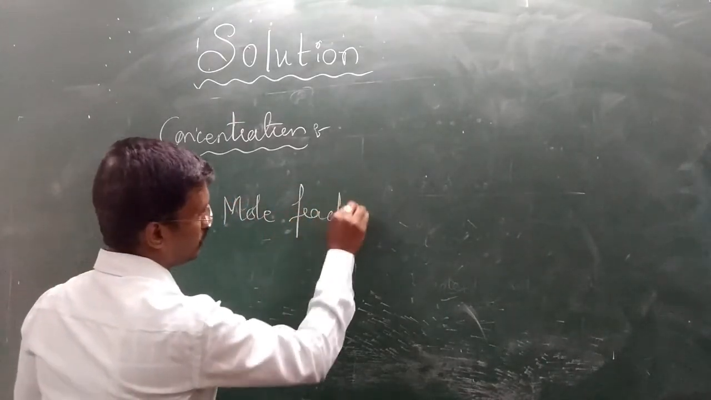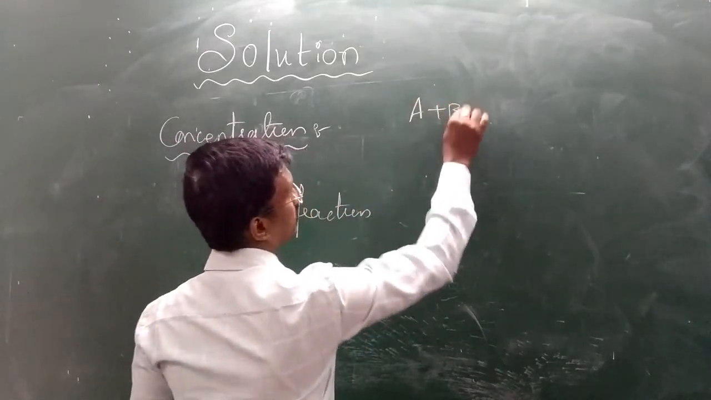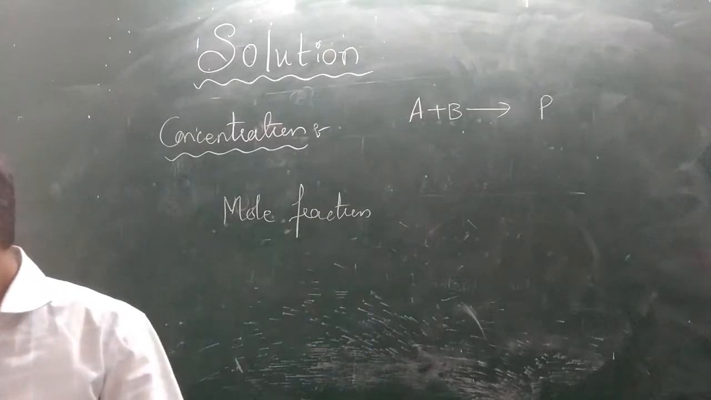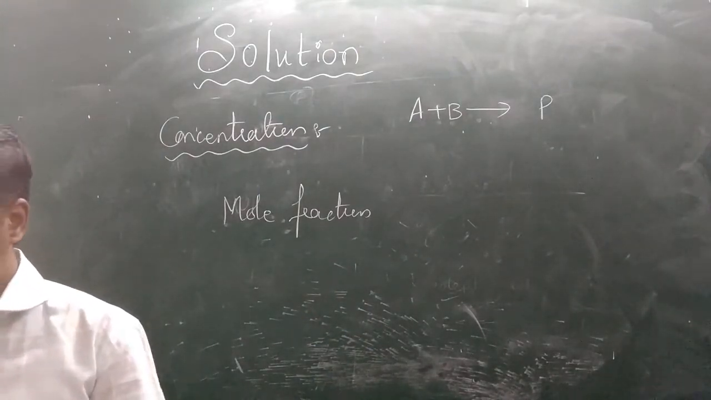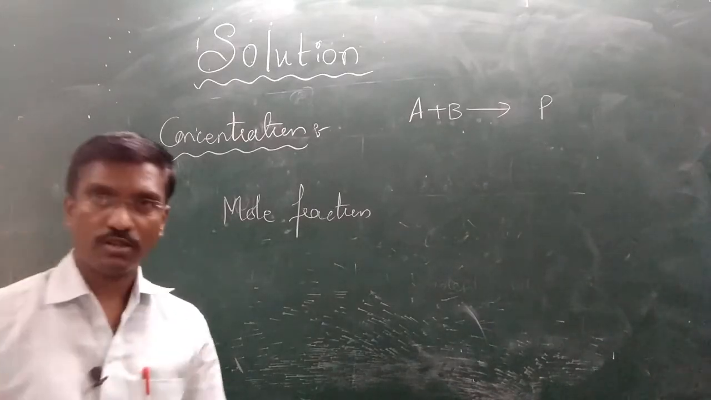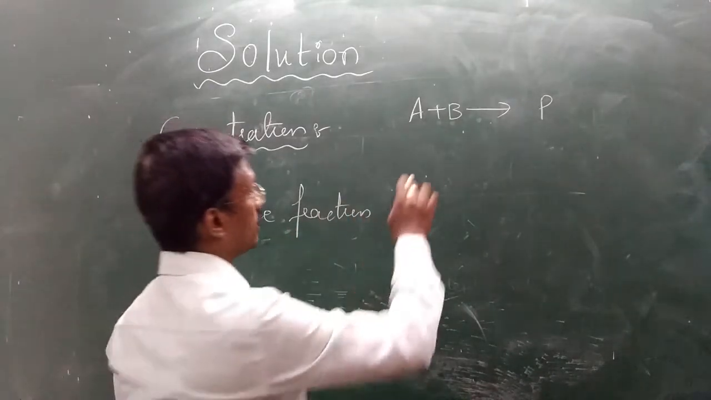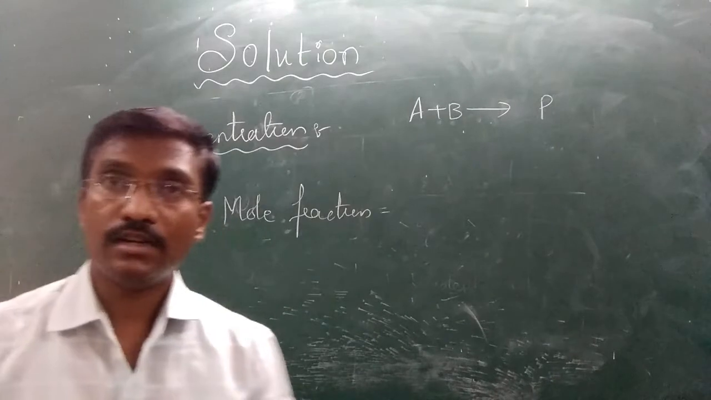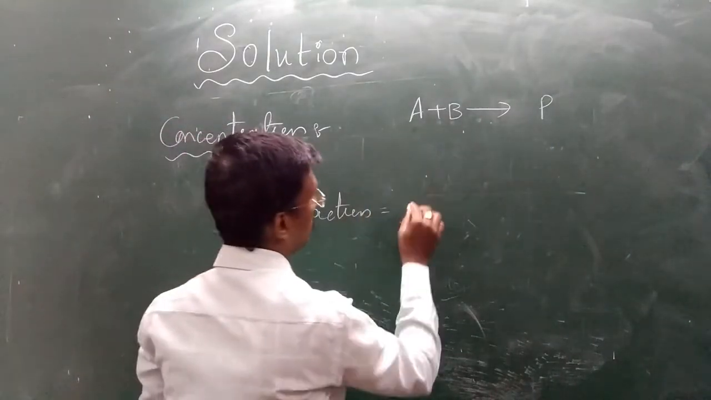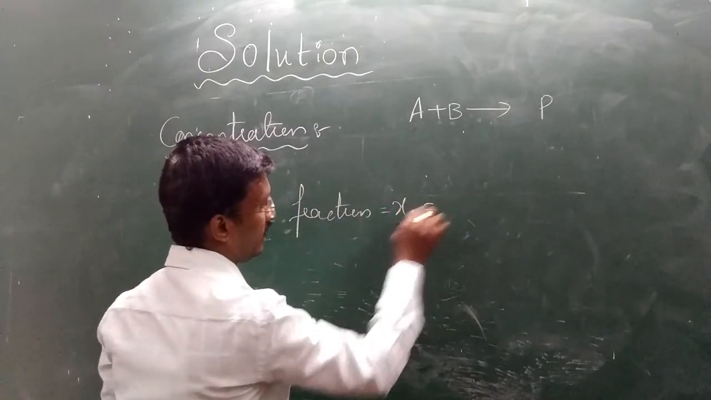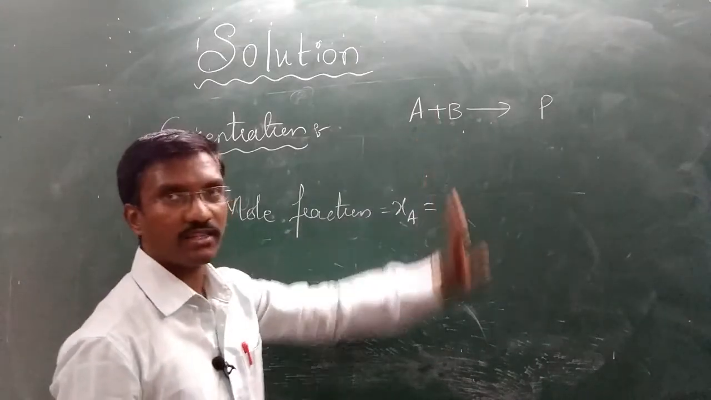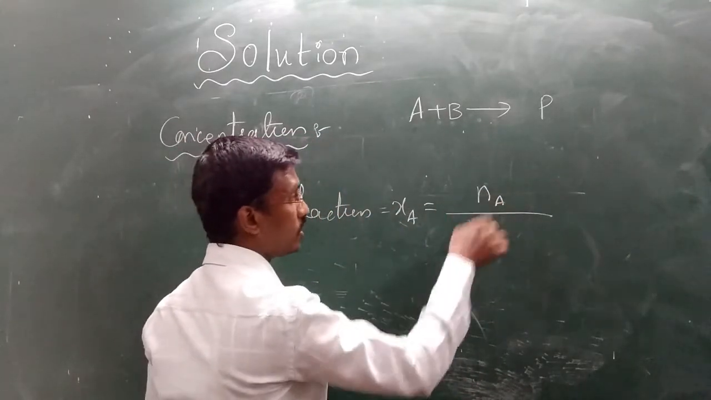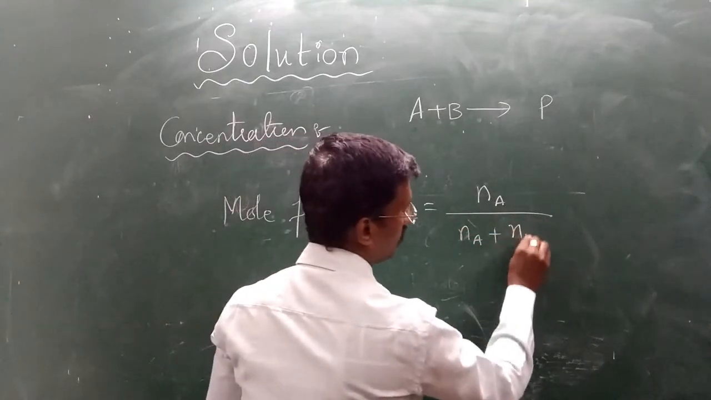Mole fraction. So what is mole fraction? Think that A and B are the two reactants, and we get a product. If we want to calculate the mole fraction of a compound, it can be calculated on the basis of the number of moles of the solute we are calculating, to the total number of moles of all the components in the solution. If I want to calculate XA, X is the mole fraction of component A, where A and B are the reactants. The mole fraction of component A is the number of moles of that component divided by the total number of moles of all the components.